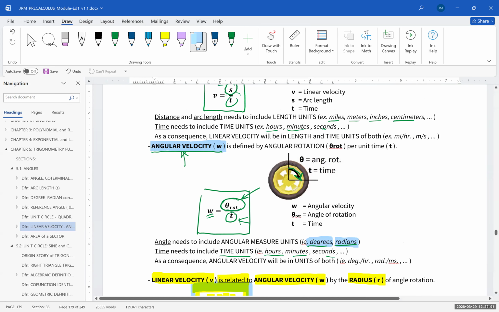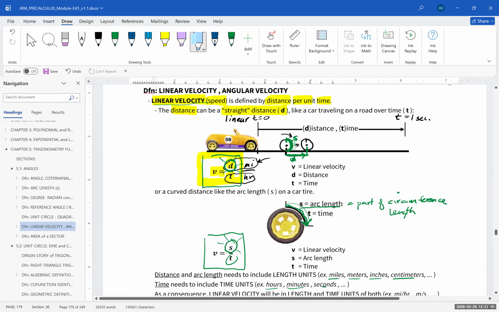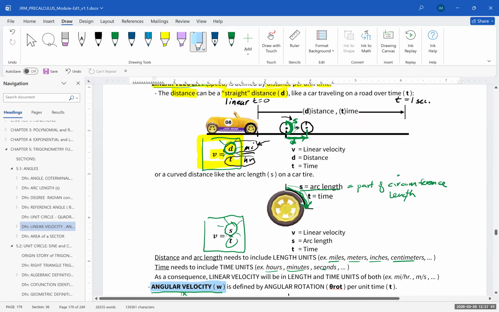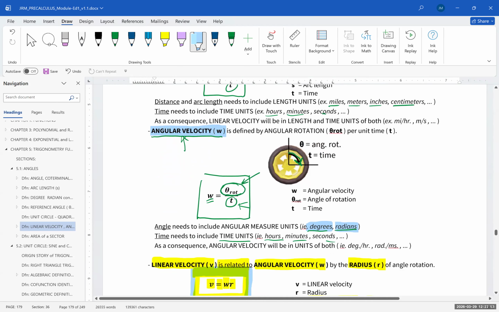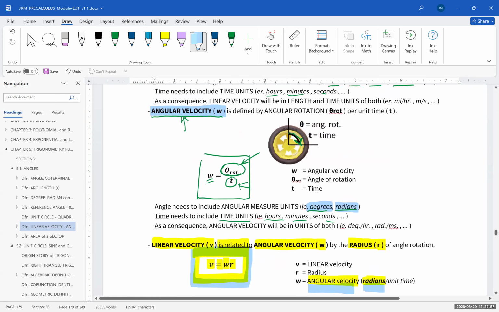Okay, so this is an abstract 30,000-foot view of linear velocity and angular velocity. Next, we'll look at some examples to see how this works in practice. Let me know if you have any questions.